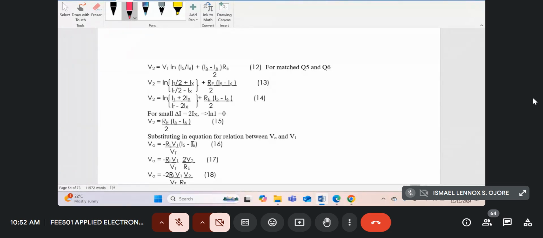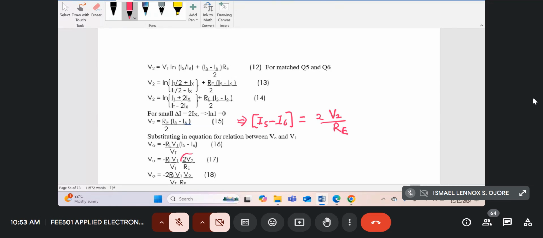But we know for this new configuration, the relationship between I5 and I6 is given by 15. So from 16, I can substitute the value of I5 and I6. So from 15, you can say I5 minus I6 can be written as 2V2 over RE. So that is what I've done to get 17.